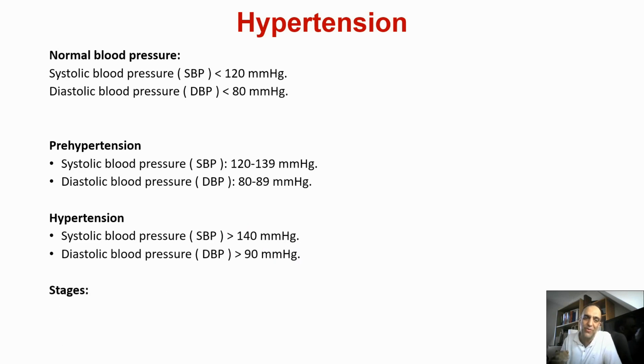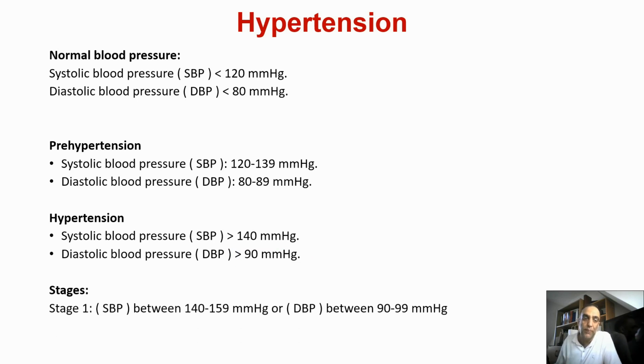But there are several stages in hypertension. In the first stage, systolic blood pressure is between 140 and 159, and the diastolic blood pressure is usually between 90 and 99. But in the second stage, the systolic blood pressure is more than 160 millimeters of mercury and the diastolic blood pressure is more than 100. After the second stage is stage 3, the emergency stage, in which the blood pressure is higher, maybe around 200 for systolic blood pressure, and diastolic also higher than 100.